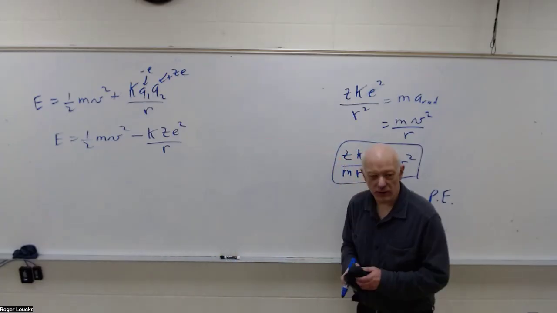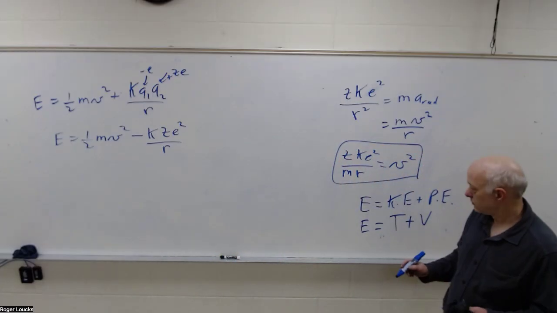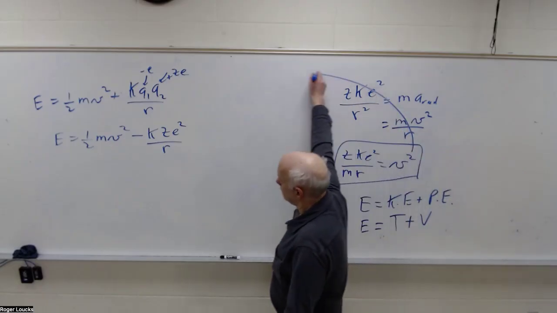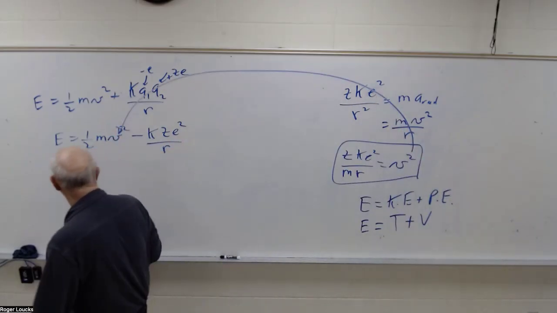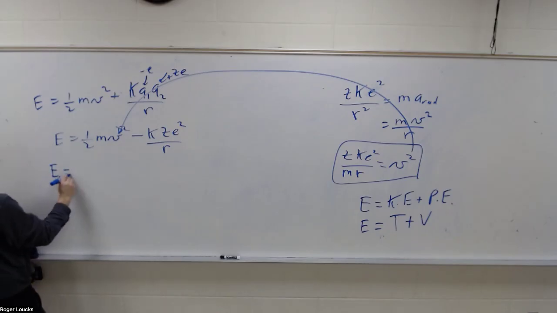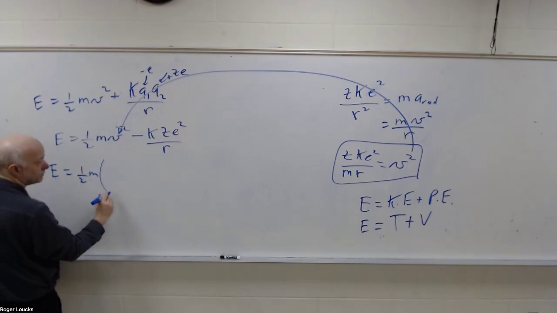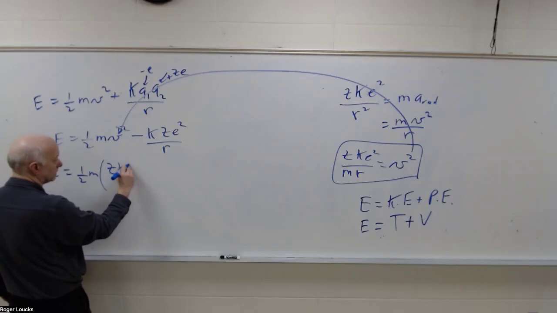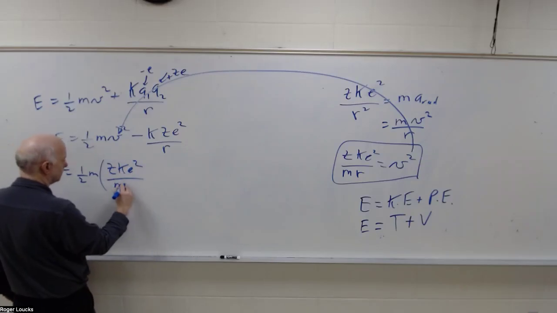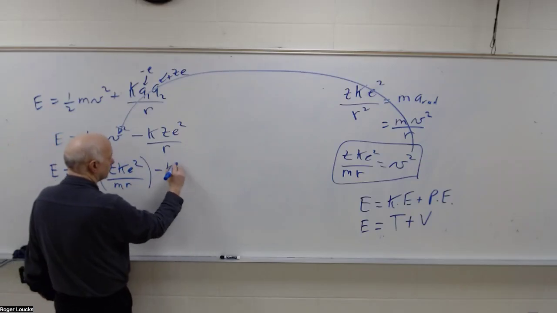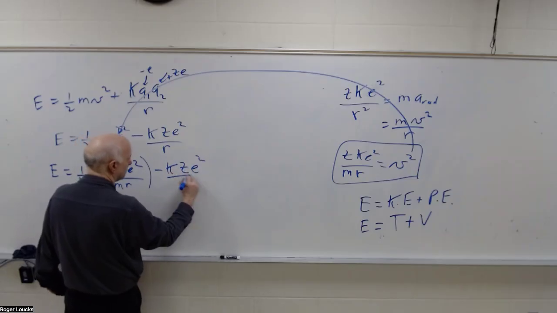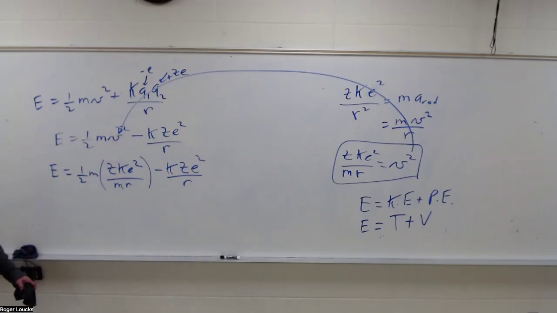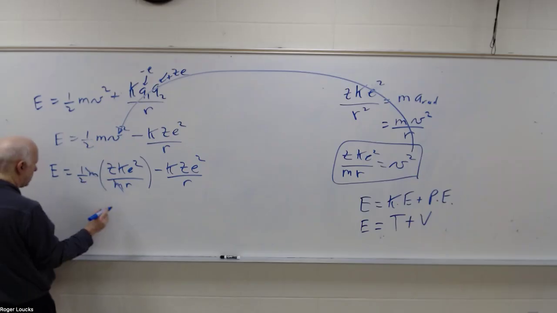Do we know anything about our buddy V squared? The ZK, yes. Boom, right there. We have one half m times Z K e squared over m R, minus K Z e squared over R. Masses go out.